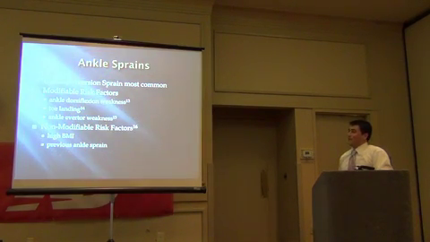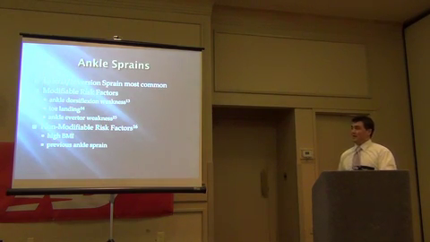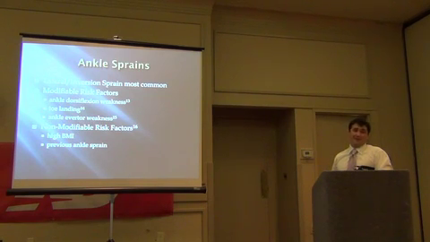So, non-modifiable risk factors include high BMI and previous ankle sprain. Previous ankle sprain increases the propensity for another ankle sprain by 19 times. So if someone has a history of ankle sprains, these types of things would be something you really want to take a look at with an athlete that has had a previous ankle sprain.